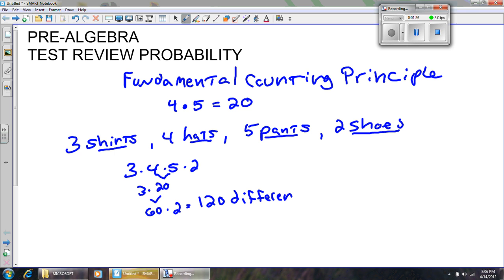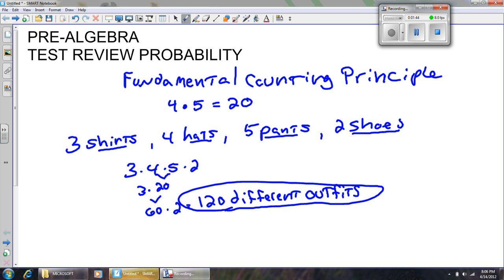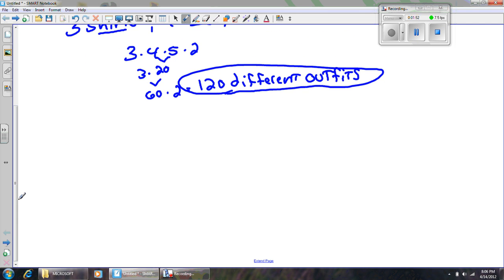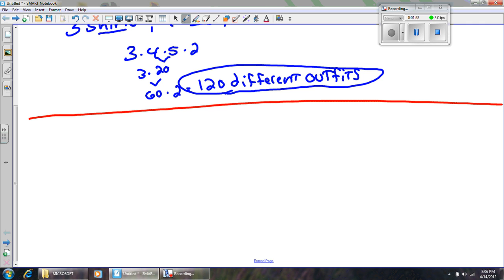And notice that I labeled my answer. I didn't just write 120. I don't want to be lazy about this. Now, the fundamental counting principle we use throughout this unit, and we also did it for things like tests. Now, some of you get lazy on this, and this is why you're going to get it wrong. You don't want to get lazy.